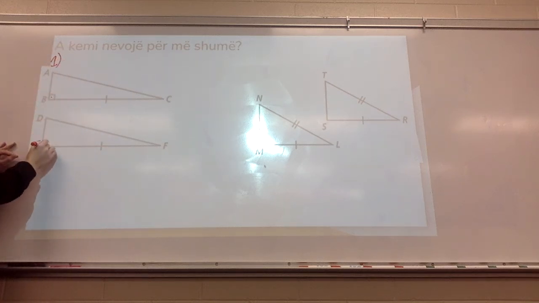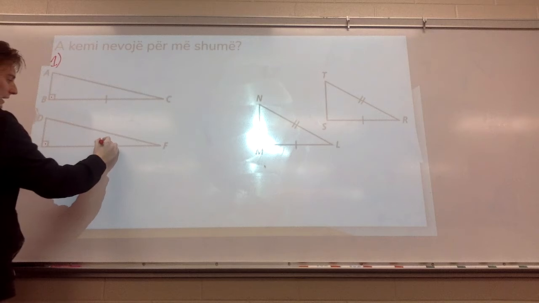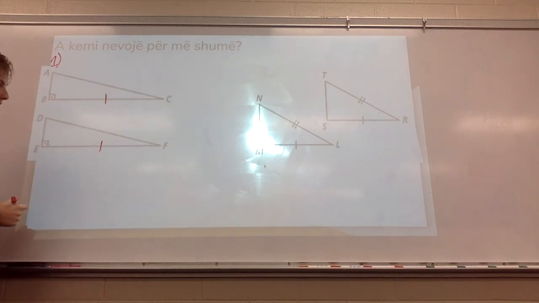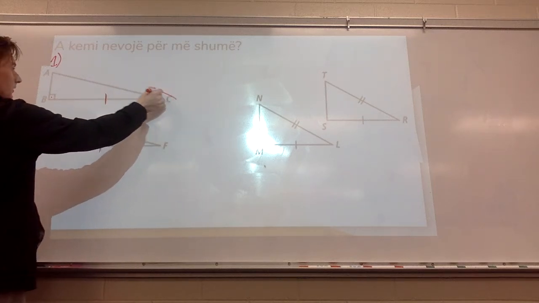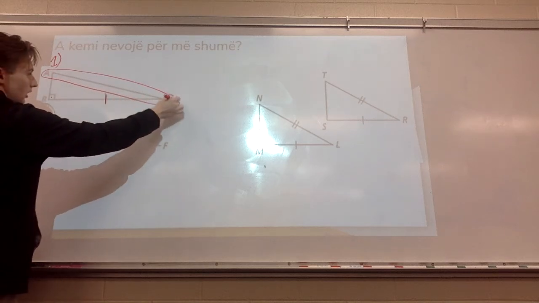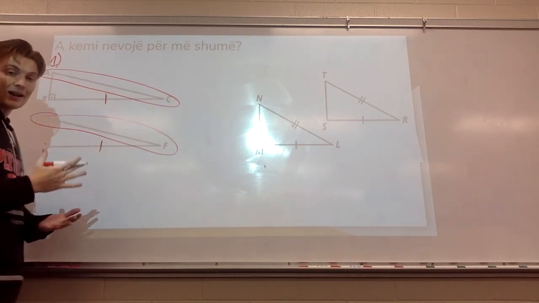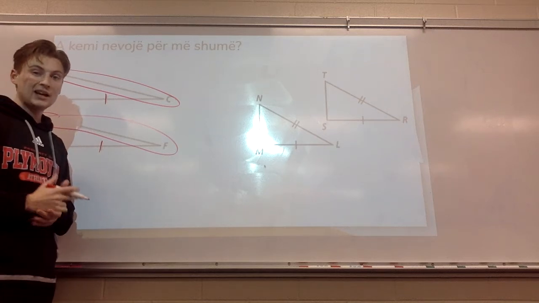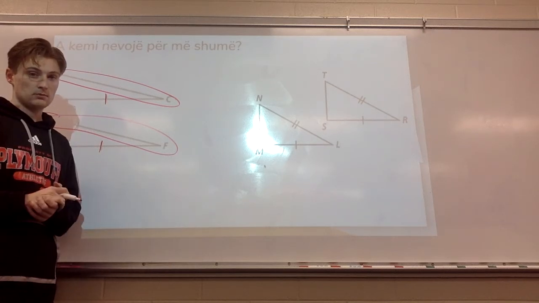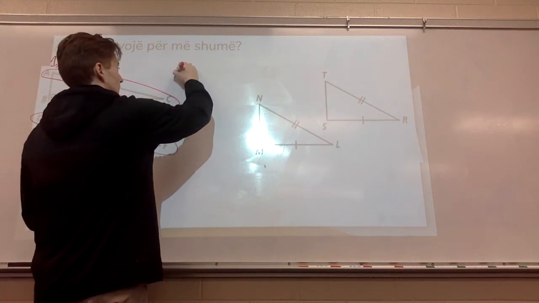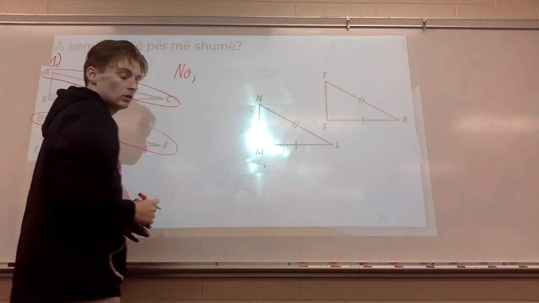notice these are two right triangles. We have our pair of congruent legs. However, our two hypotenuses. Since we are not given that they are congruent, we cannot assume that. So this one is a no.